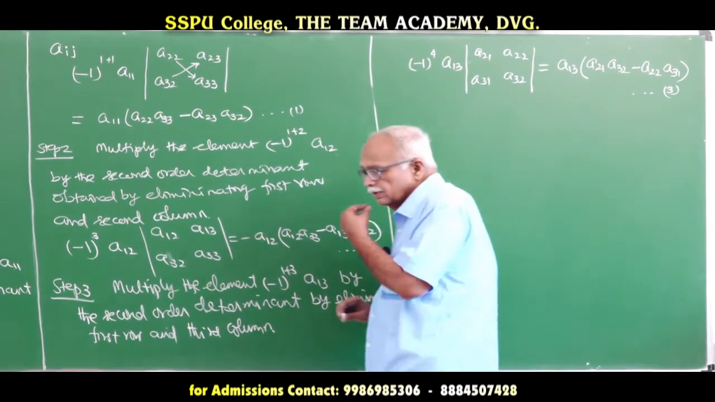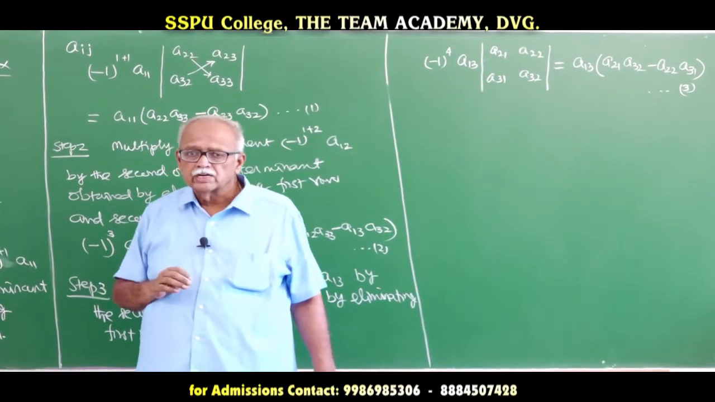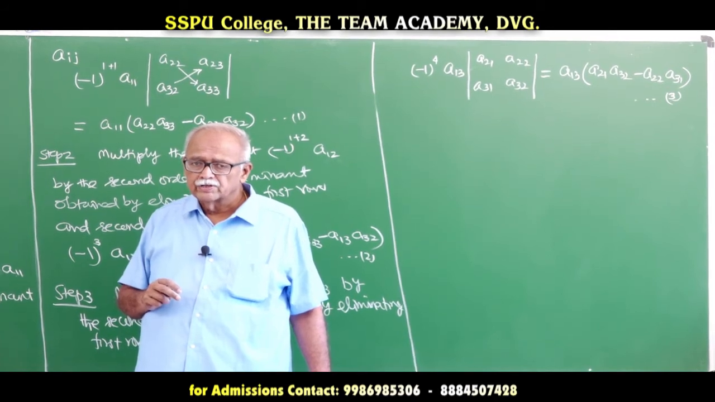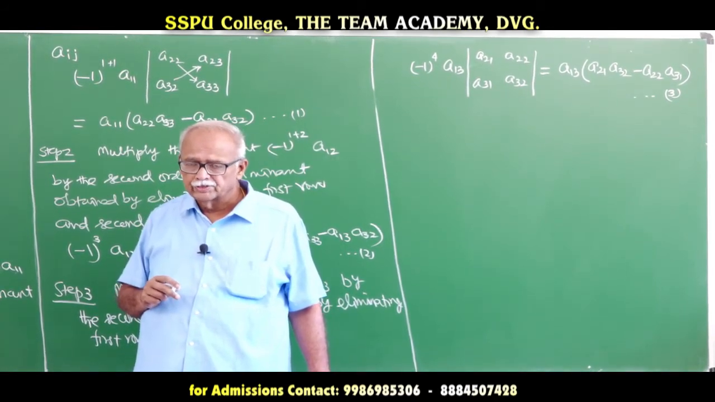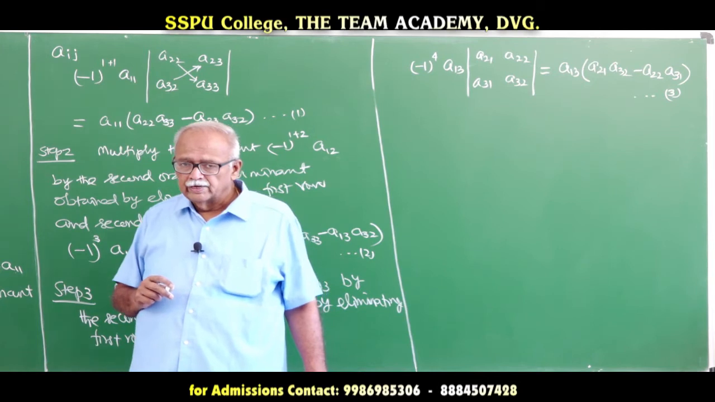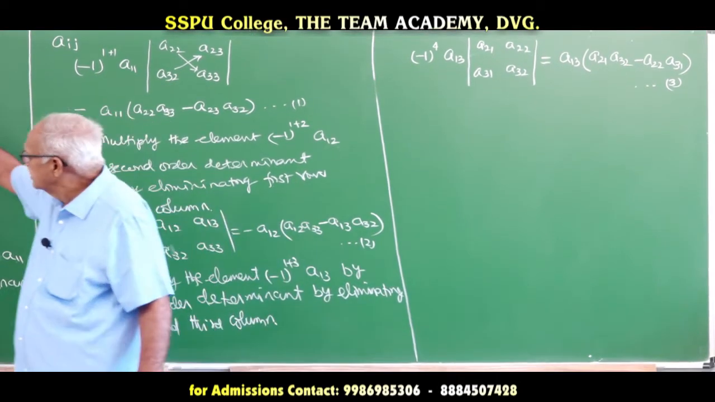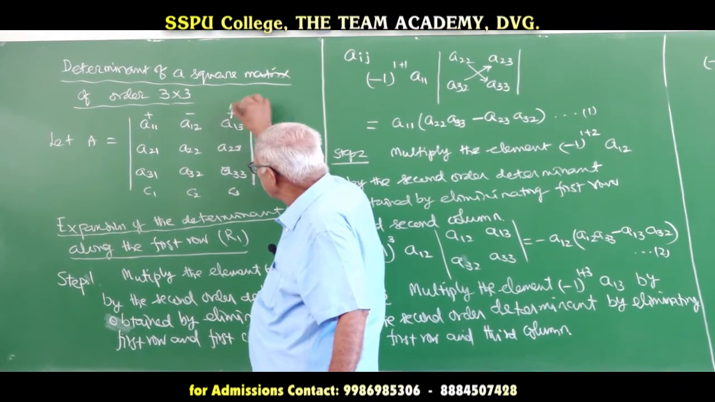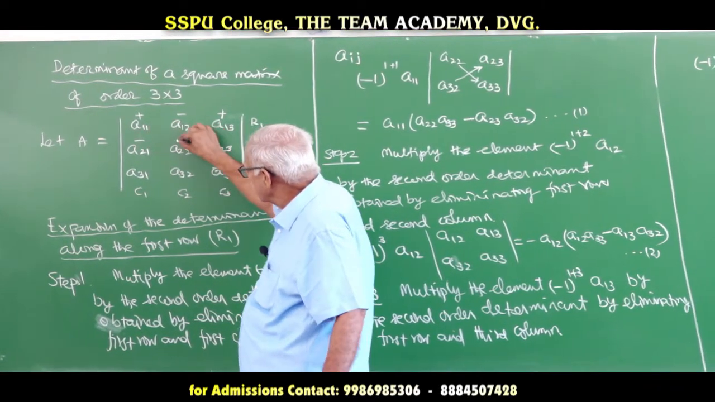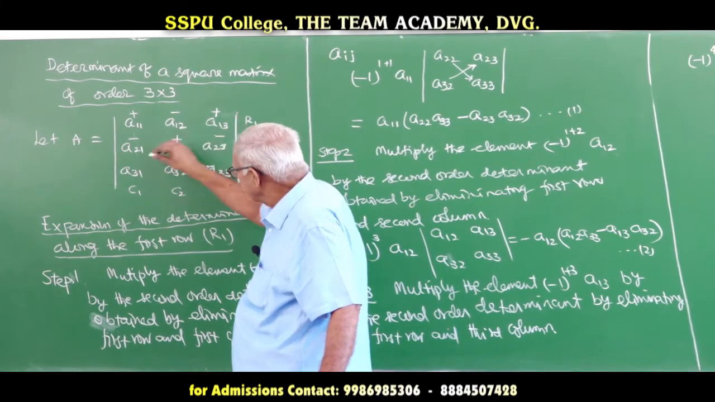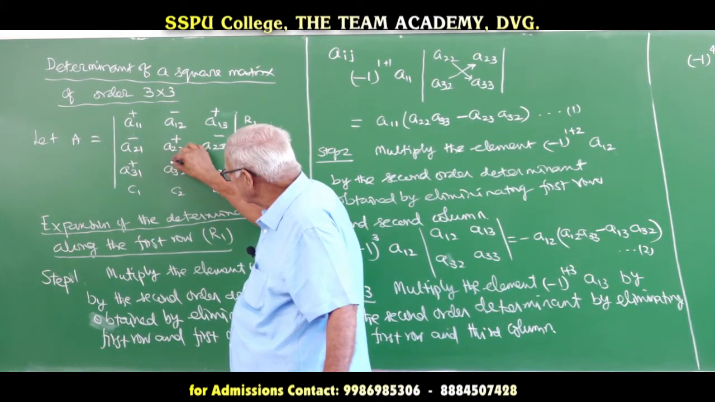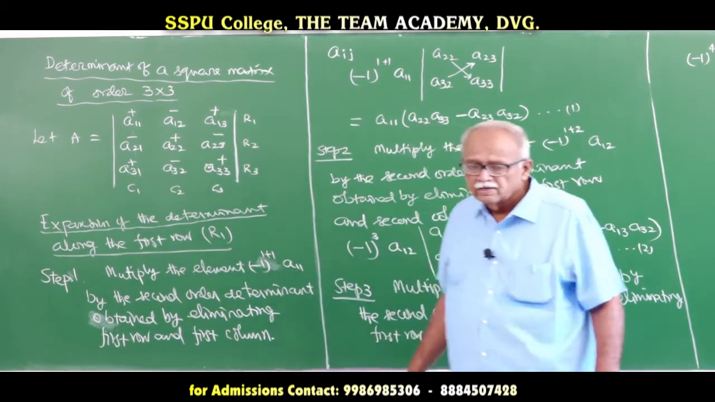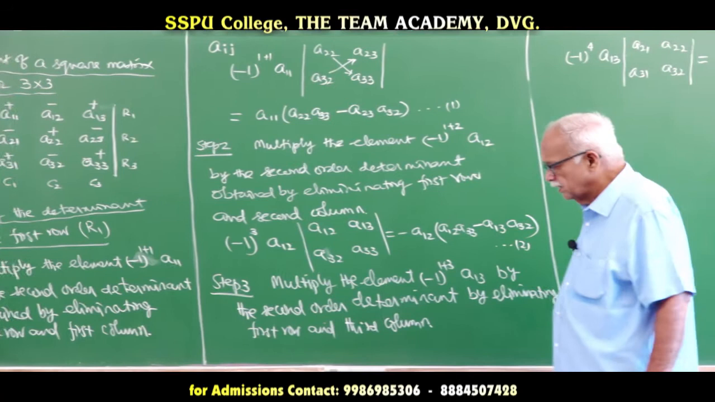Now again I will explain. For the first element, you take the sum of the suffix, minus 1 whole power the sum of the suffix, and you get the sign. For example, we get here plus sign, here minus, here plus, here minus, here plus, here minus, here plus, here minus, and here again plus. This is the way we have to expand the determinant.